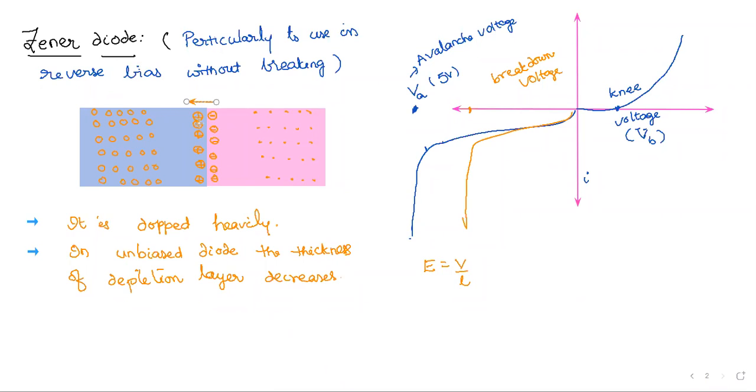I drew it wrongly. Here I have to take negative ions in the P side. Yes, sir. Okay, right. And there I have to take what?